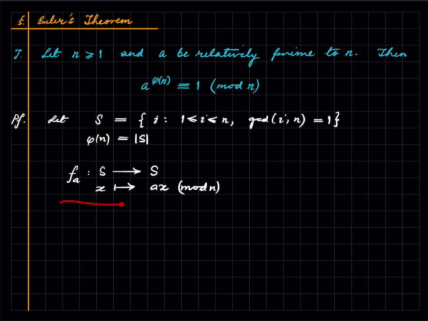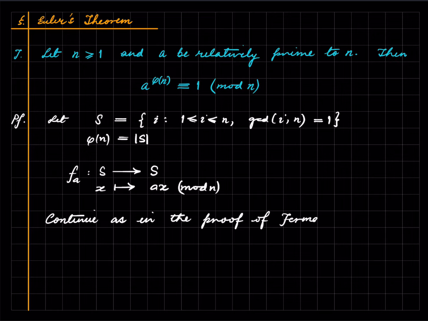So just realize that this is a well-defined map, and then you can just do the exact same reasoning as one does for Fermat's little theorem. So continue as in the proof of Fermat's little theorem that we gave the last time. Discussed the last time, and that's it. That's the end of this proof.